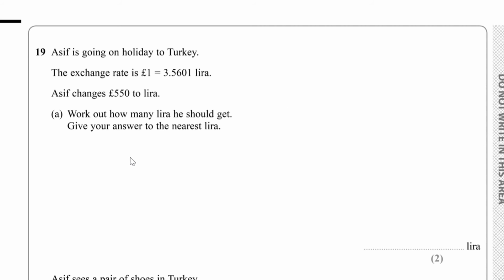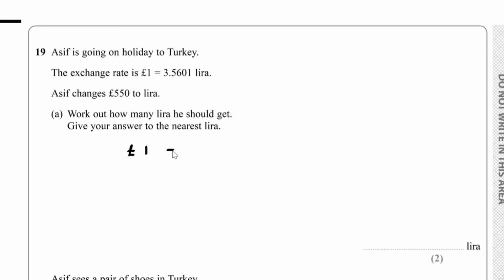Question number 19. Asif is going on holiday to Turkey. The exchange rate is £1 equals 3.5601 lira. Asif changes £550 to lira. We have to work out how many lira he should get. Give your answer to the nearest lira.